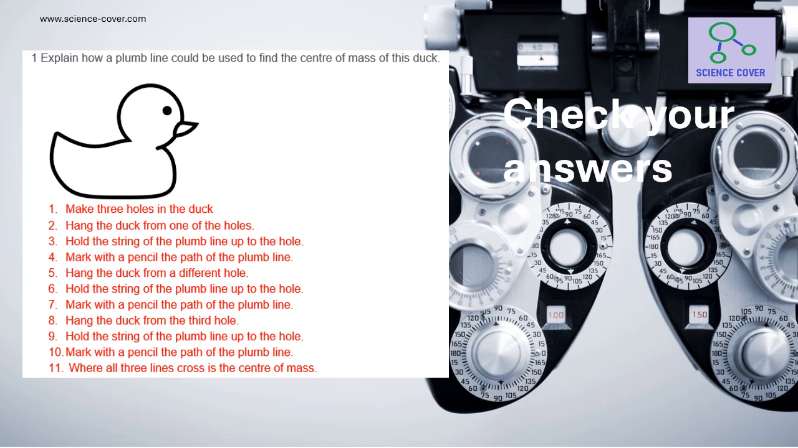Now hang the duck from a different hole. Again, hold the string of the plumb line up to the hole and mark with a pencil the path of the plumb line. Then hang the duck from the third hole. Hold the string of the plumb line up to the hole and mark with a pencil the path of the plumb line. Where all 3 lines cross is the centre of mass.